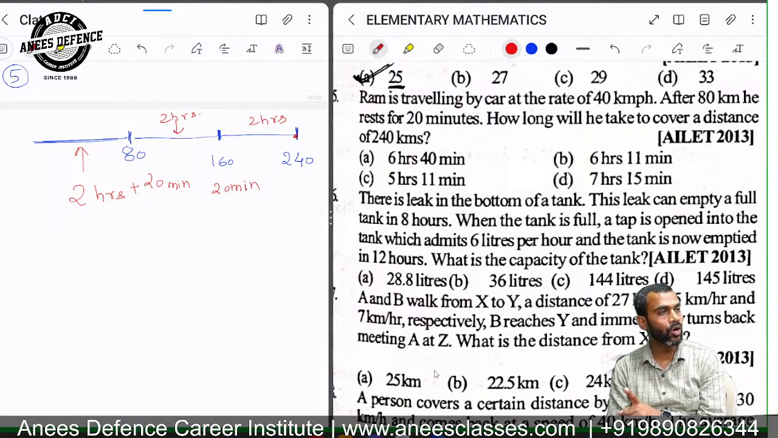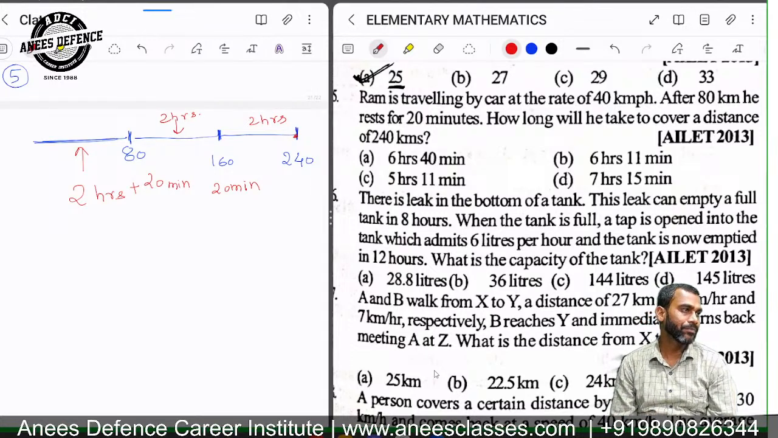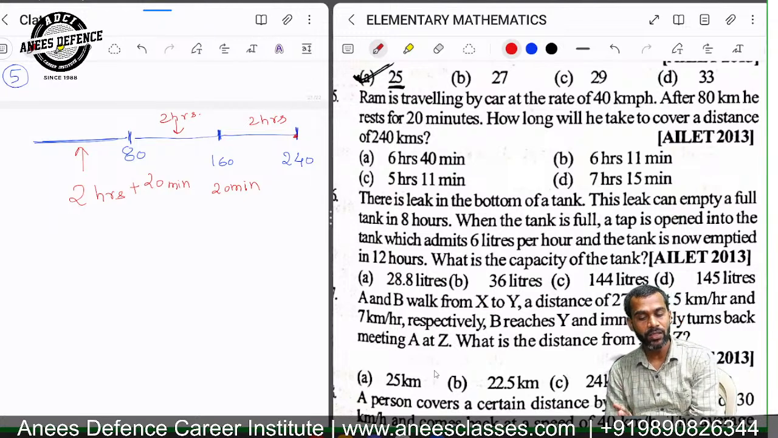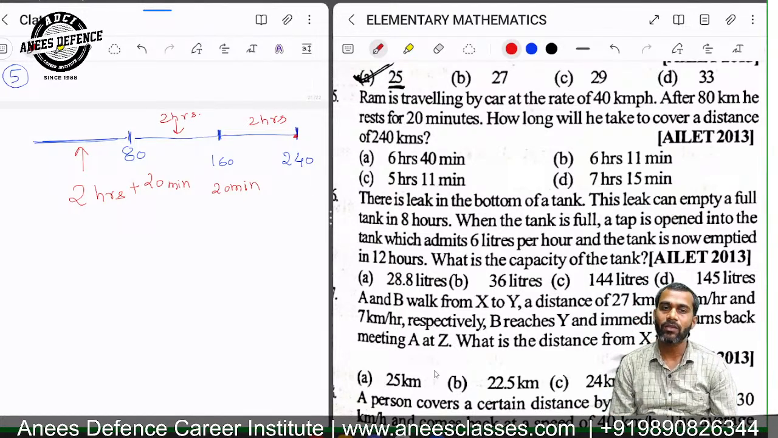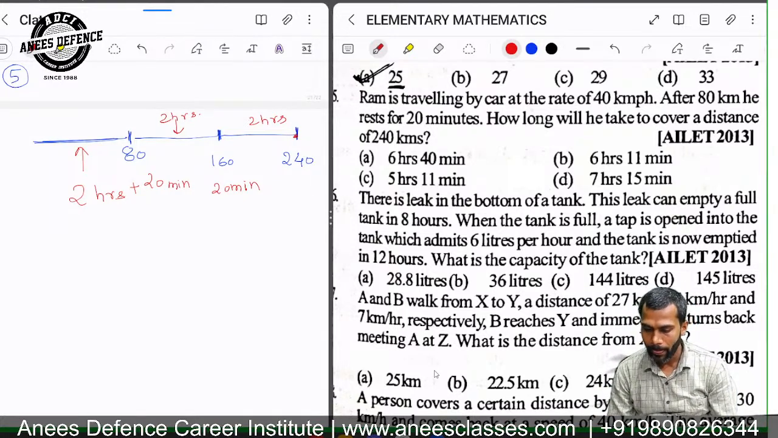And 2 plus 2 plus 2, how many? 6 hours. So 6 hours, 40 minutes. Answer is A. That is the total time he will need to complete 240 kilometers. He will require how many breaks? Two breaks. After 80 kilometers and after 160 kilometers. Have you understood? Yes, Purva?